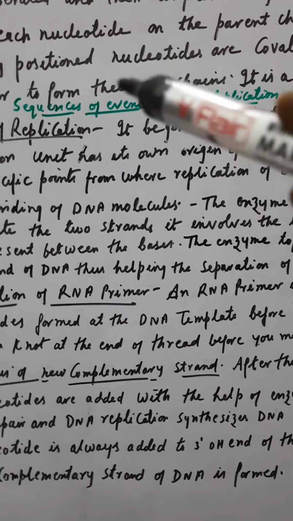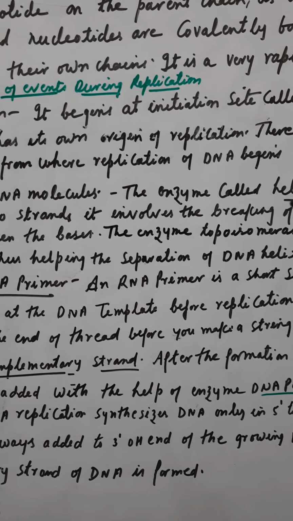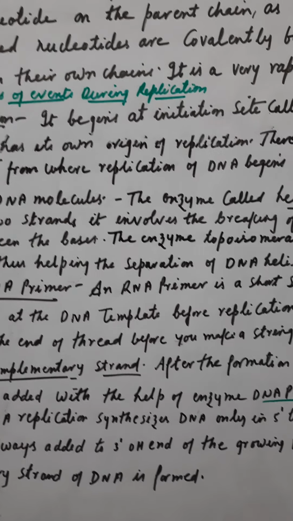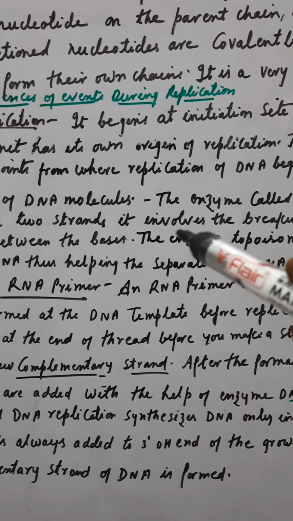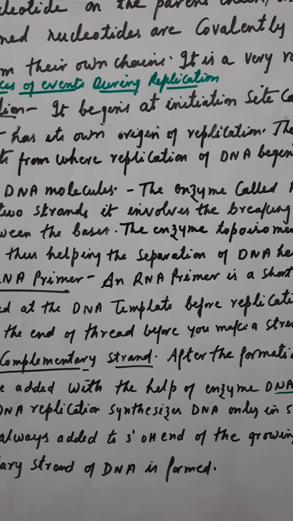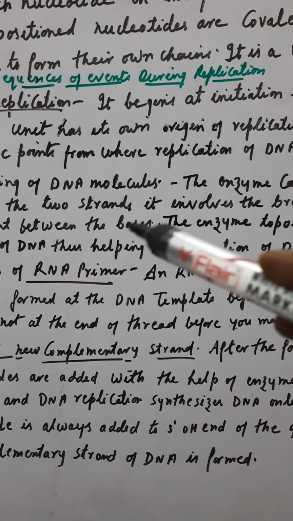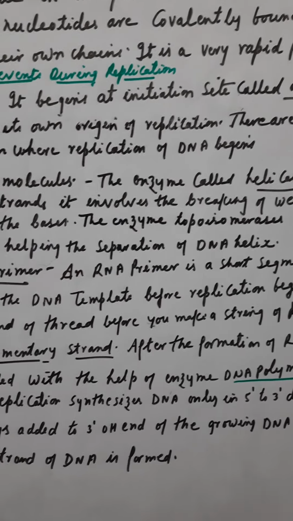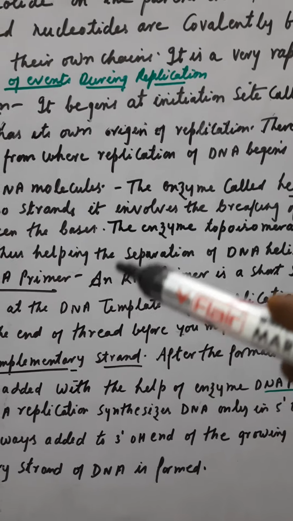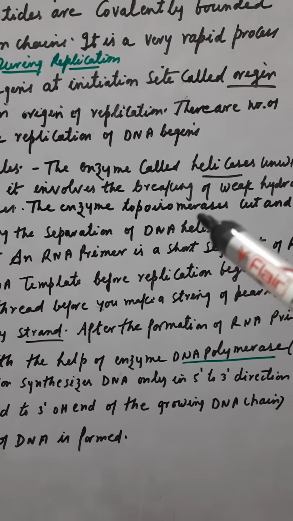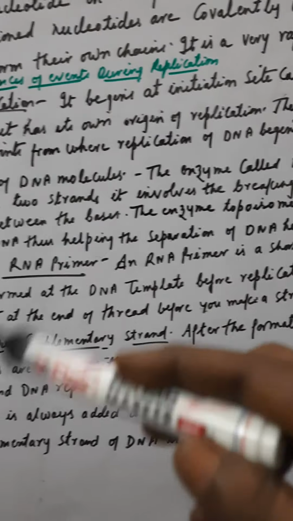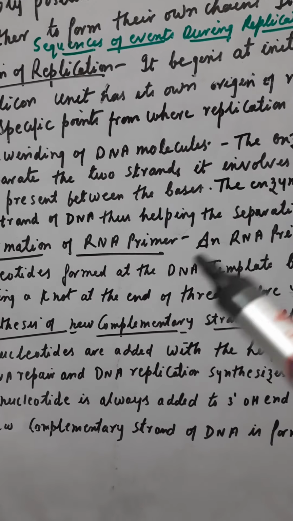In the second step, unbinding of DNA molecules takes place. The enzymes called helicases unbind or separate the two strands. It involves the breaking of the weak hydrogen bonds present between the bases, and the enzyme topoisomerases cut and rejoin one strand of DNA, thus helping the separation of the DNA helix. I have given you how it is done with an example.